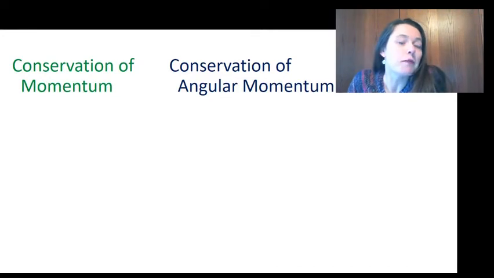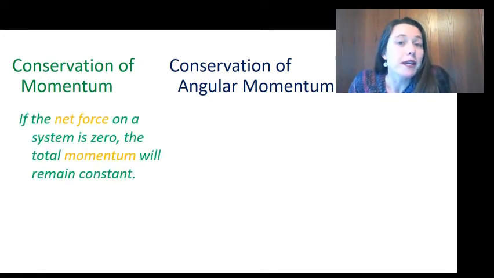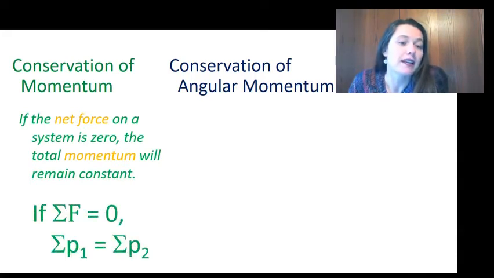So let's review what we mean by the conservation of linear momentum. What we mean is that if the net force on a system is zero, the total momentum of that system stays constant. If we write that as an equation, it looks like this. If net force equals zero, the sum of the momentum before the event is equal to the sum of the momentum after the event.